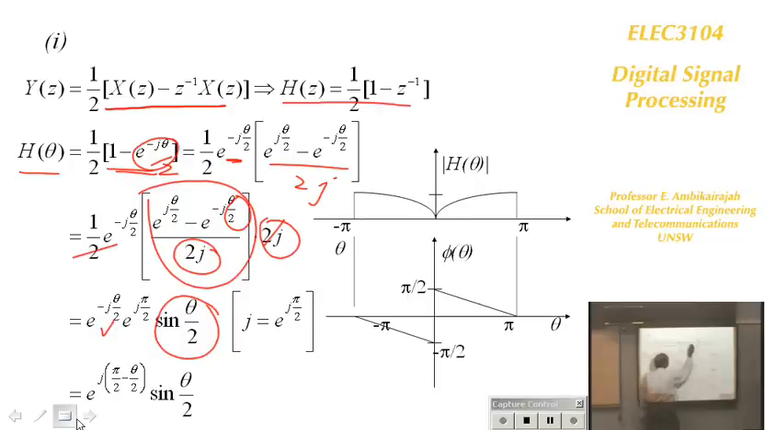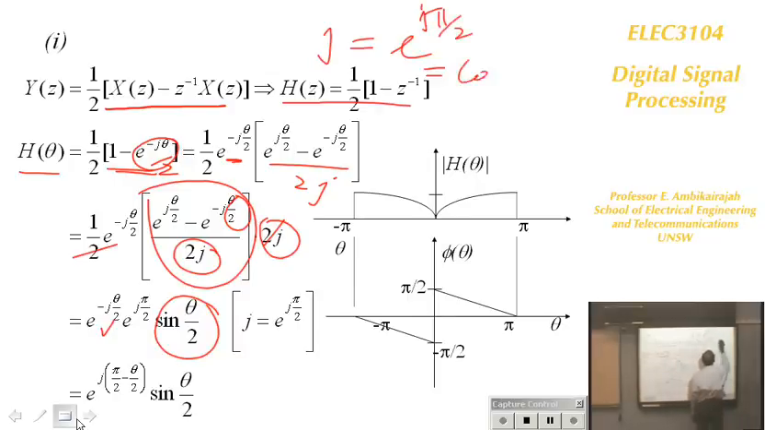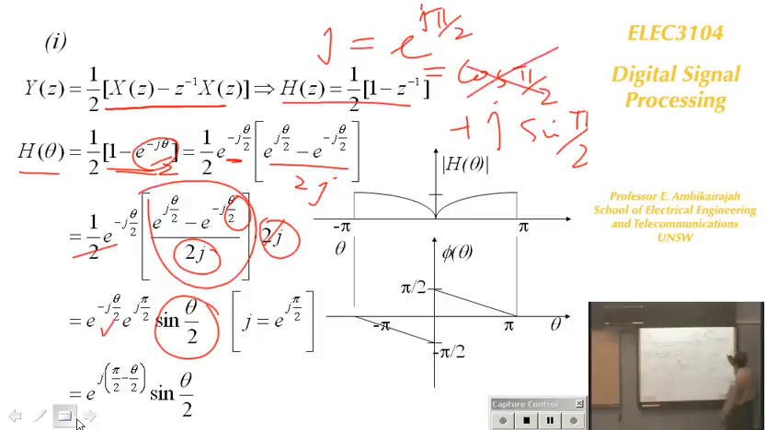This is already this. The 2 will cancel with that 2. The j will give you what? j equals e to the power of j pi over 2. Remember, e to the j pi over 2 is cos pi over 2 plus j sine pi over 2. Cos pi over 2 is 0 and sine pi over 2 is equal to 1, so it's j. So you put in here e to the j pi over 2. Add them together. This is your phase, and this is your magnitude. So if you plot this sine theta over 2 on the magnitude response, it will be like that.